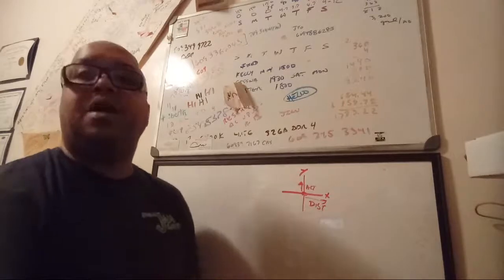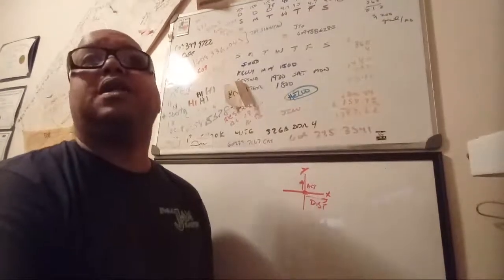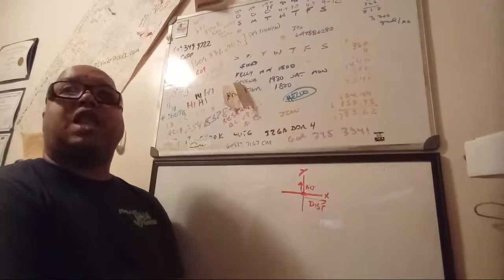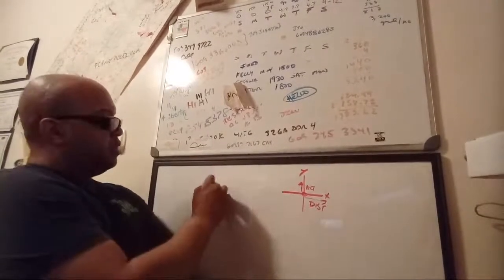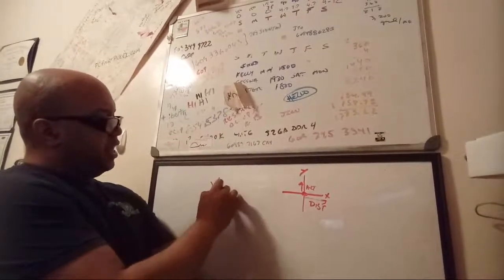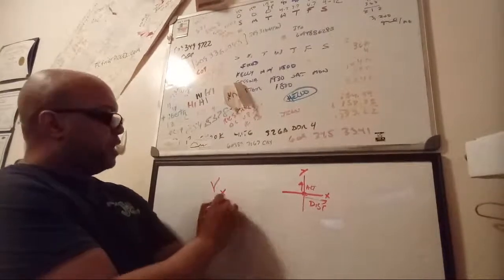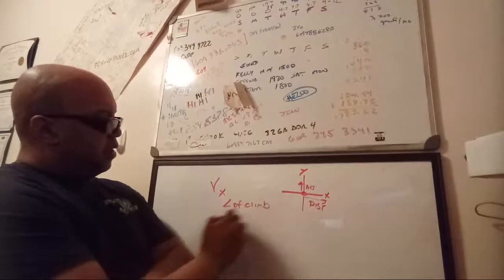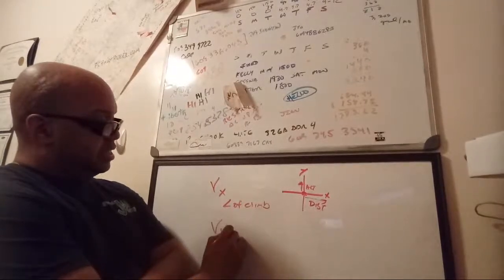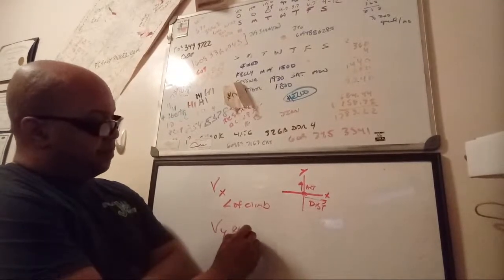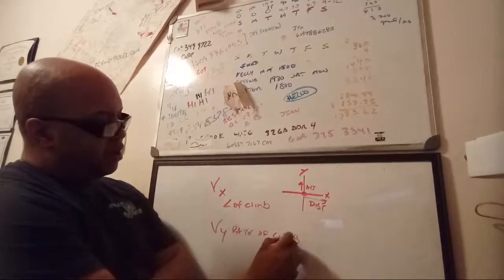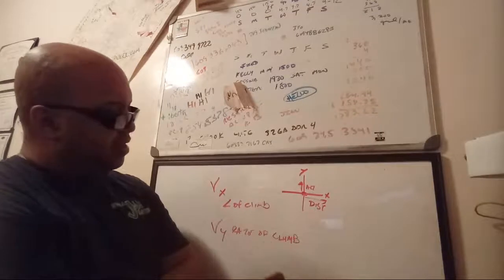I agree, yes. Okay, so let's look at VX. This is called the best angle of climb. V just means velocity and X. So this is the best angle of climb. VY is called the best rate of climb. If I can spell my word, C-L-I-M-B.